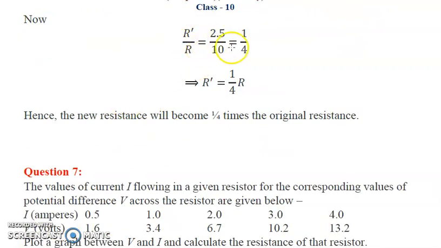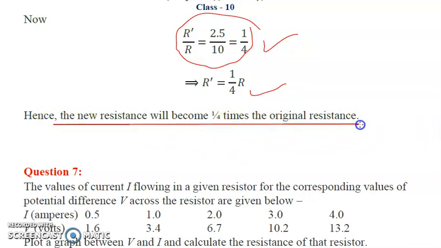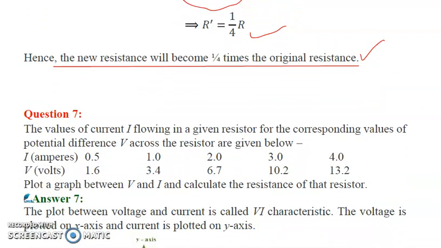But before that, you should also keep in mind that R dash upon R means final resistance upon initial resistance, that is 2.5:10. It means the final resistance is 1/4 of the initial resistance, or the new resistance becomes 1/4 of the initial resistance. This was what was to be calculated. The new resistance will become 1/4 times the original resistance. So this was the calculation part, or rather a simple one.